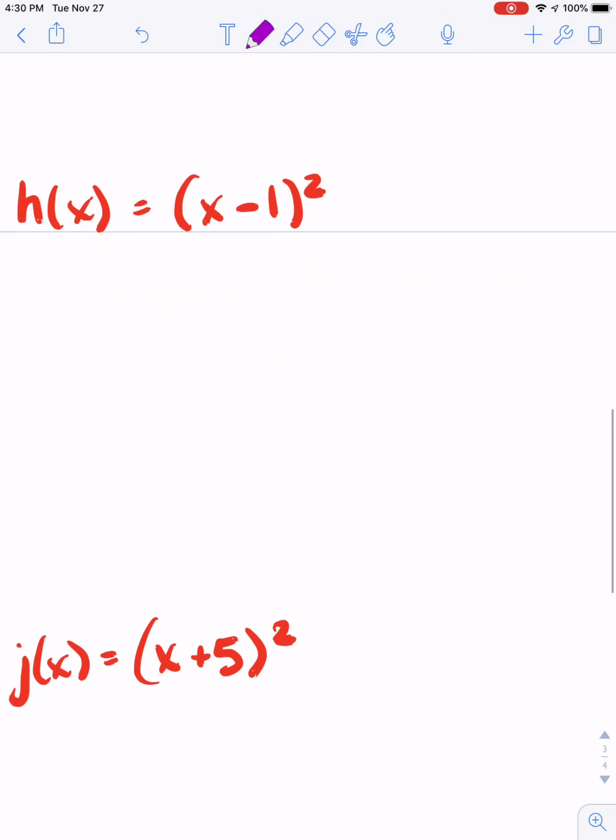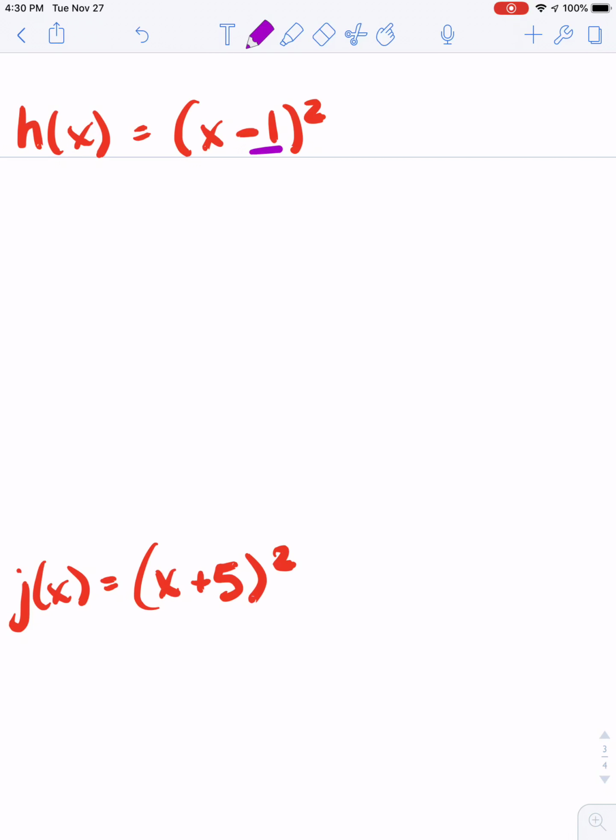When I have something in the parentheses, the shift is a little different. So when this is inside the parentheses, first of all, that's going to change how it's actually shifted. Now in this one, there's not really an x squared yet because of that squared part that's there, but I do assume there's a 1 in the front, and that's kind of my a value. So a is 1, which means it's going to open up.